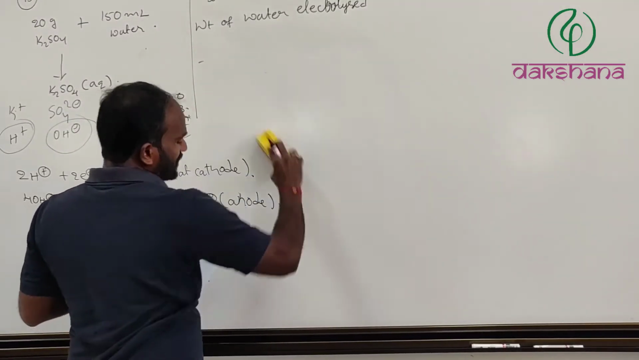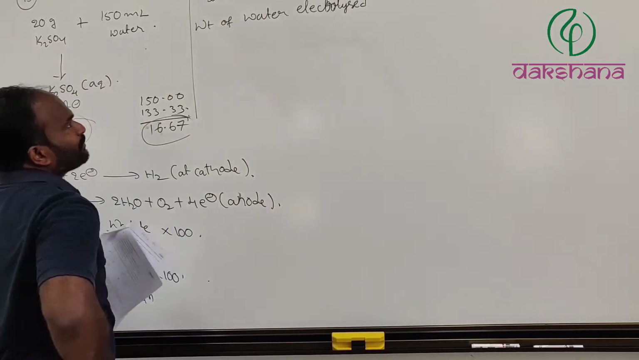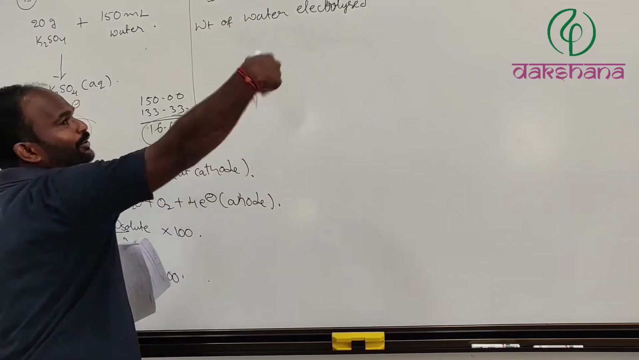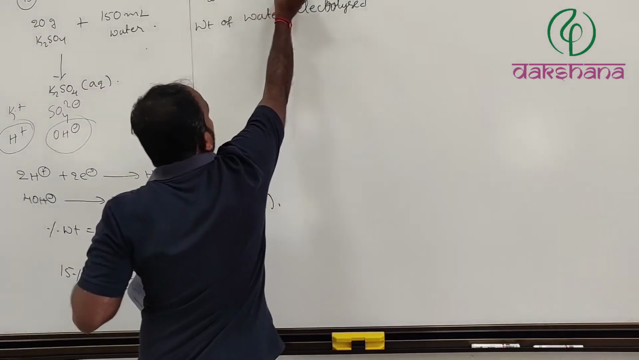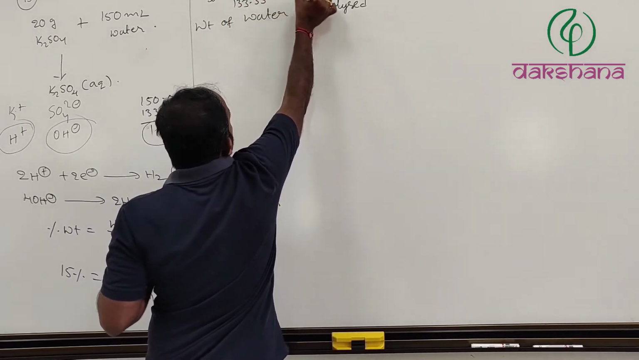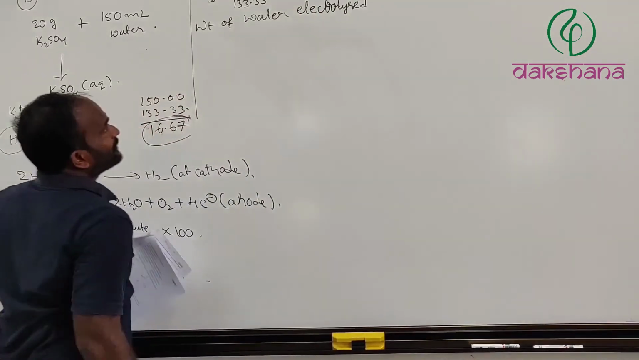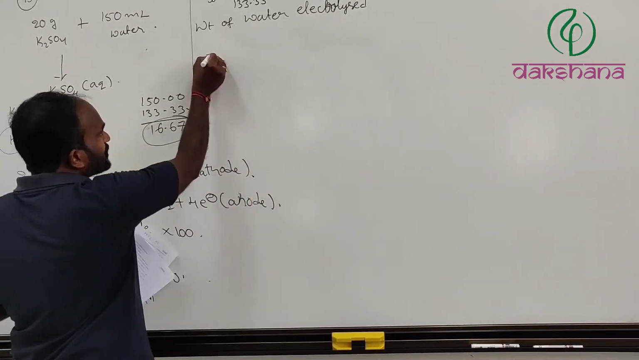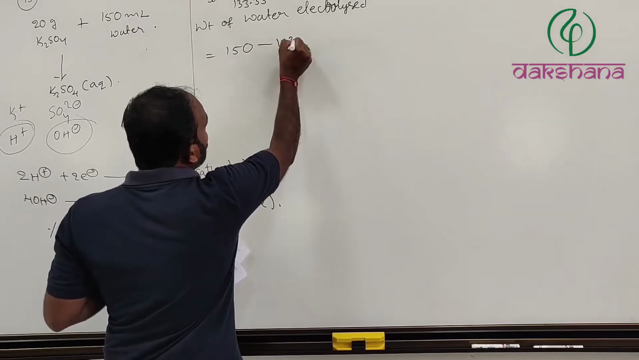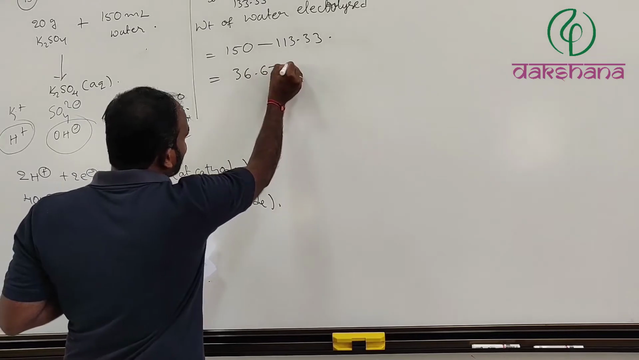So the weight of water which is electrolyzed is equal to, this is the new weight of solution. From this new weight of solution, I am subtracting the weight of K2SO4 first of all. Therefore, 133.33 minus 20 is equal to 113.33 grams. Therefore, the weight of water electrolyzed is equal to 150 ml initially minus 113.33, which is equal to 36.67 grams.